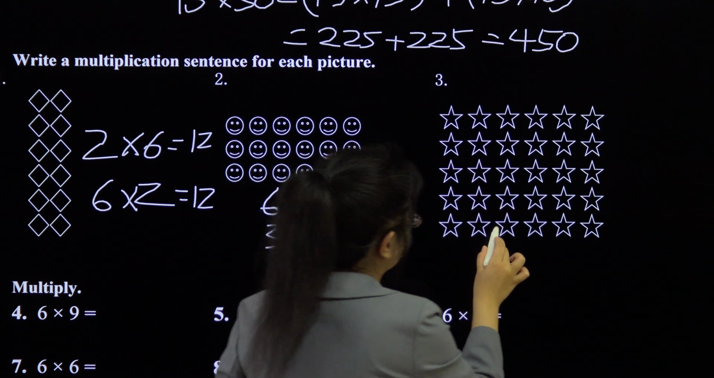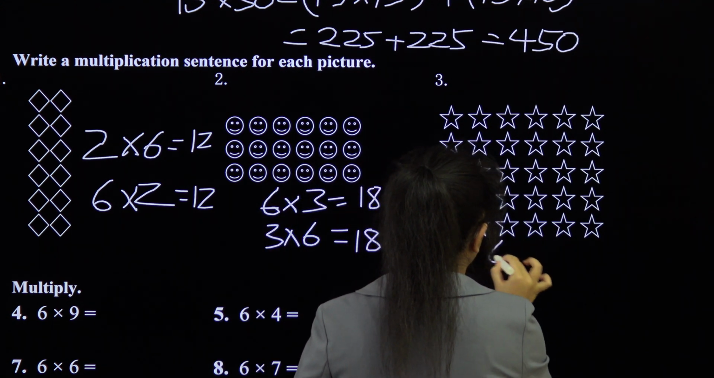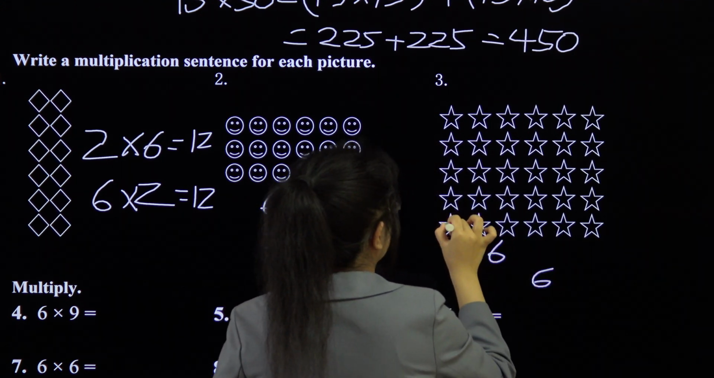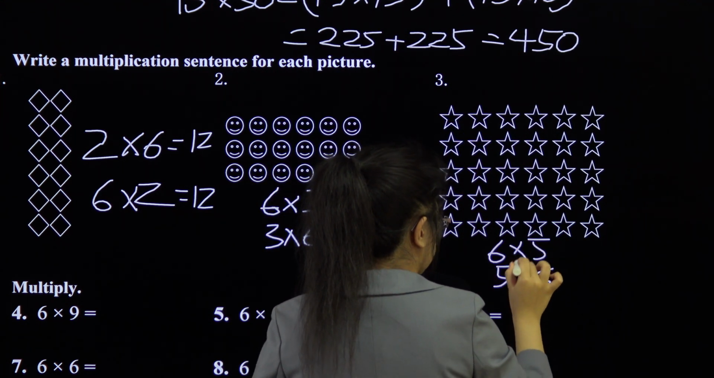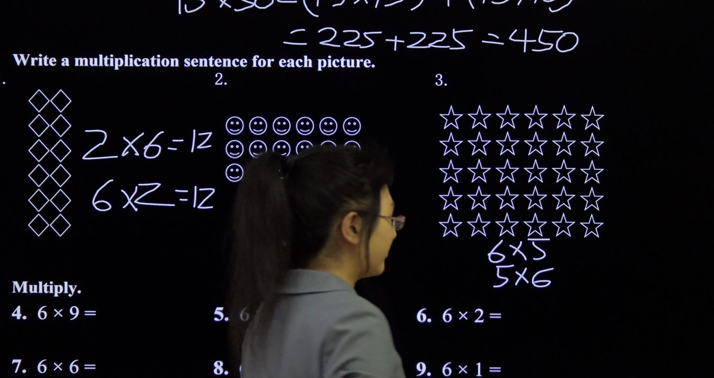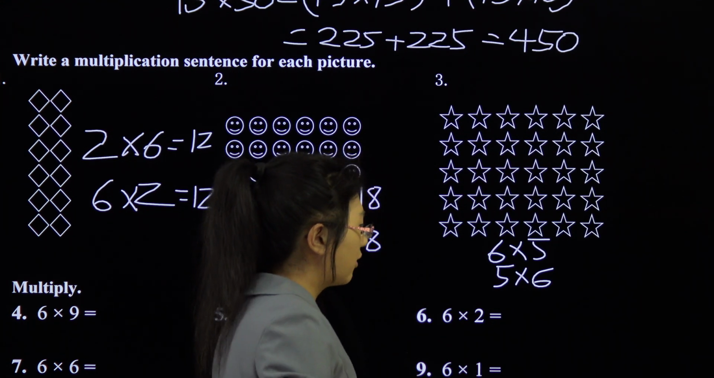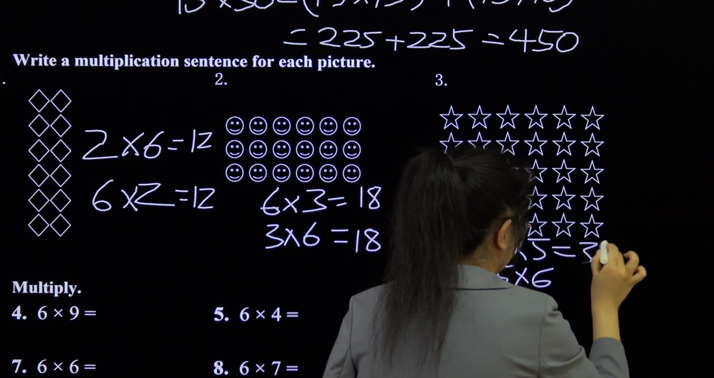Here it's 1, 2, 3, 4, 5, 6. And then 1, 2, 3, 4, 5. So that's 6 by 5 or 5 by 6, which is 6 times 5 or 5 times 6, which is 30.